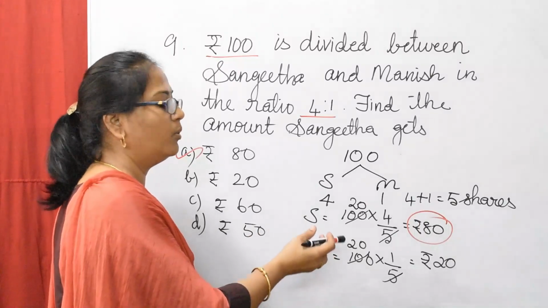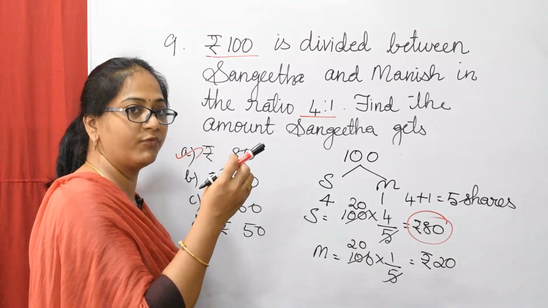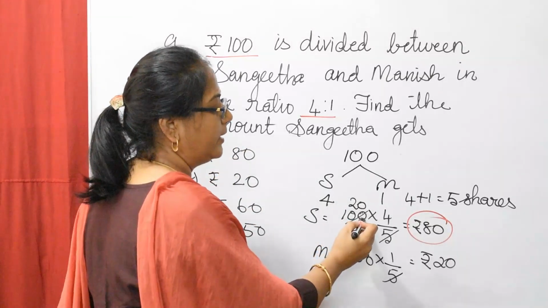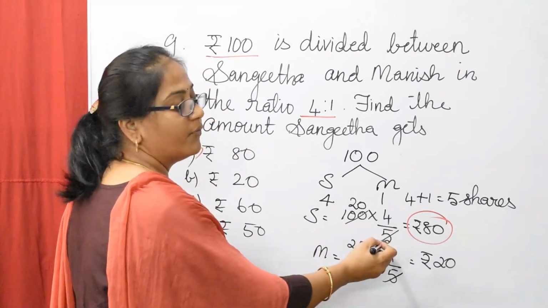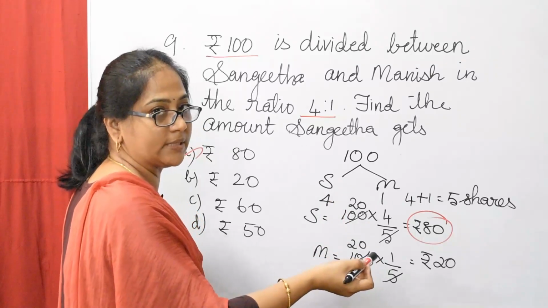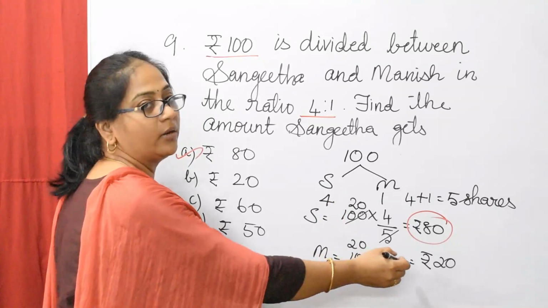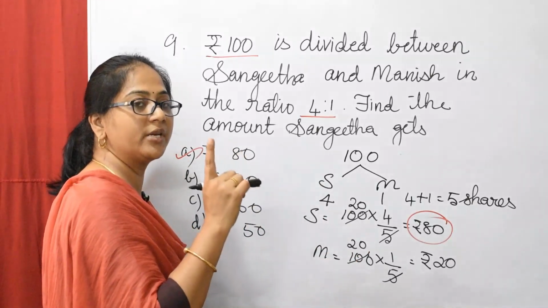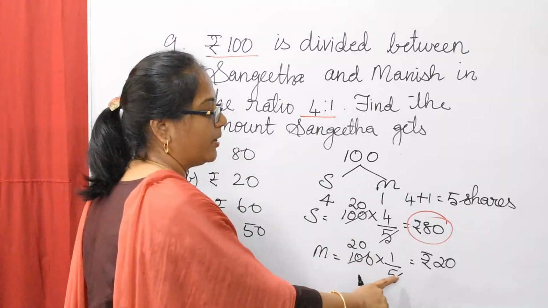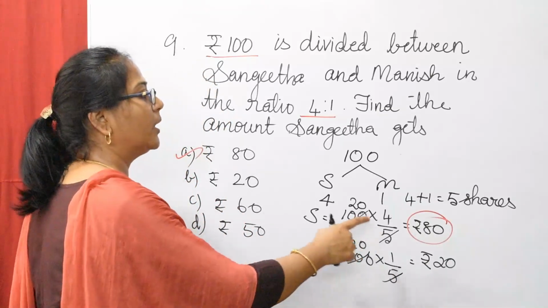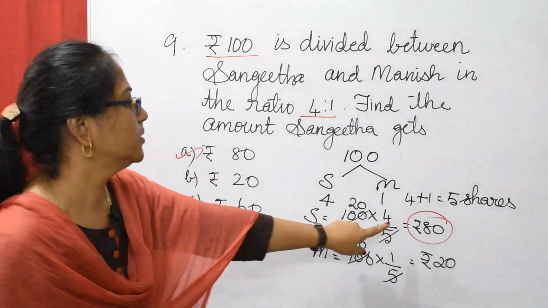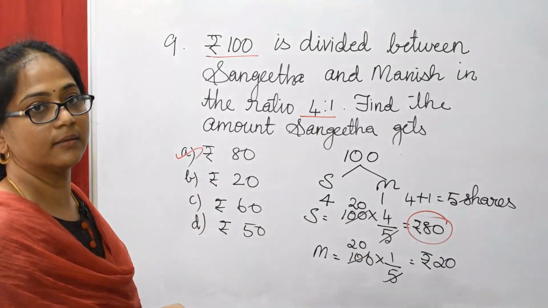Now what we have to do? We have to find in 5 shares, Sangeeta is going to get 4 shares. So 100 into 4 by 5, where she gets 80 rupees. And Manish is going to get 20 rupees. Okay, 100 into 1 by 5, because Manish gets only 1 share. So 1 by 5, 20 rupees. So the question they have asked here is find the amount Sangeeta gets. So rupees 80 is the answer.